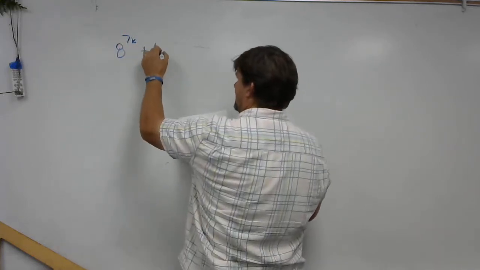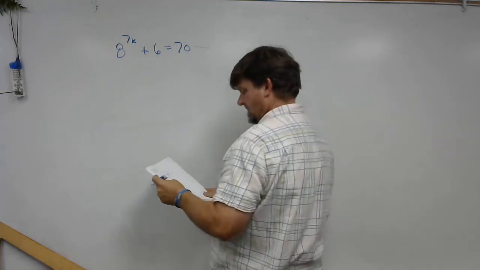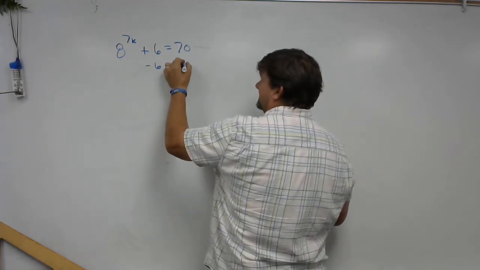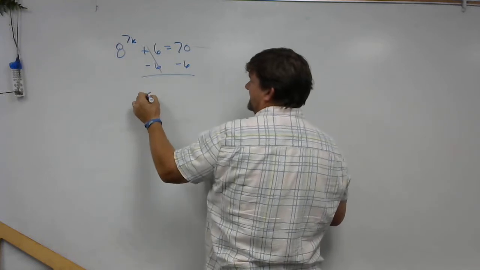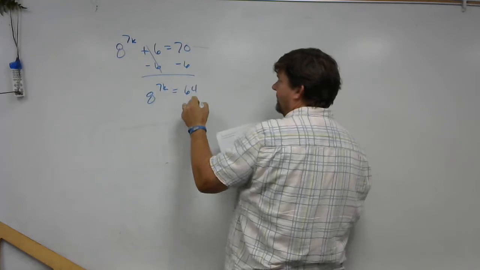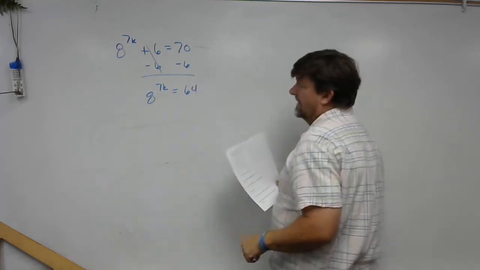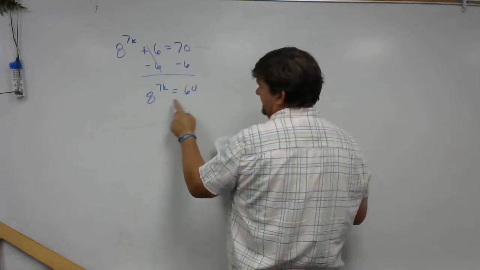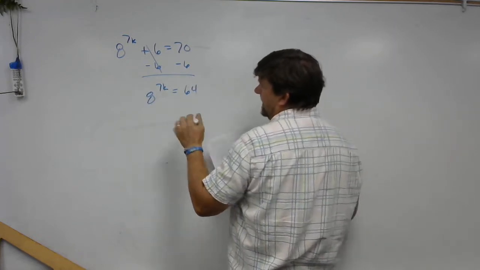Plus 6 equals 70. And then, let's see, I'm going to subtract 6 from both sides because I want to get this 8 to the 7k by itself. That's 64. Oh, I can change. No, I can't. Yes, I can. But I can change this and do 1-to-1, but I'm not going to because I'm just going to do the natural log of both sides.